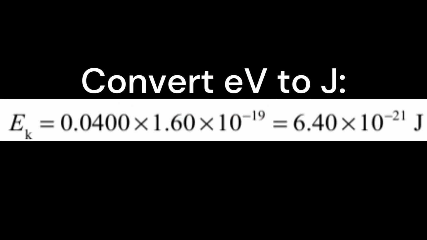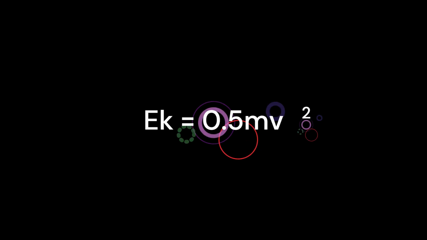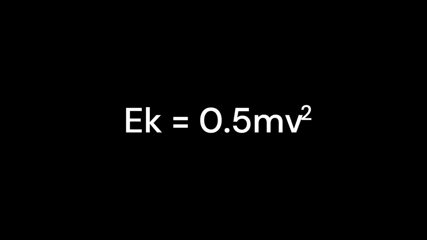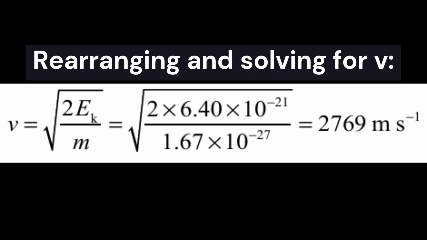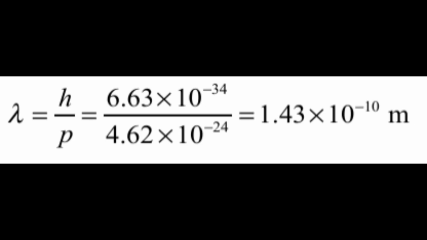Converting electron volts to joules, we get 6.40 times 10 to the negative 21. We know that kinetic energy equals half times mass times velocity squared. Rearranging this and solving for velocity, we get 2,769 meters per second. Momentum equals mass times velocity. Substituting our numbers in, we get the momentum of the neutron is equal to 4.62 times 10 to the negative 24 kilogram meters per second. Substituting into lambda equals h over p, we get the wavelength of the neutron is equal to 1.43 times 10 to the negative 10 meters.